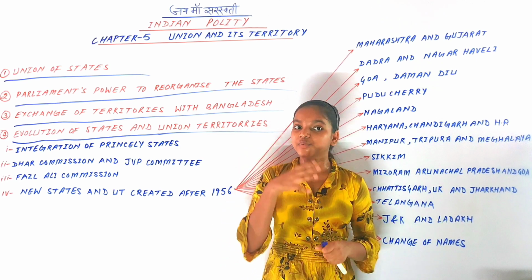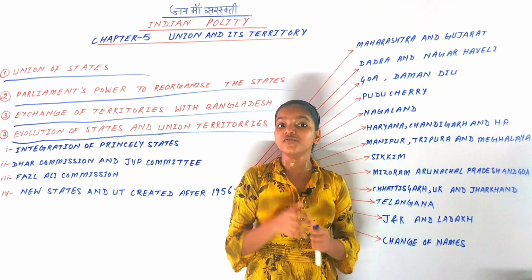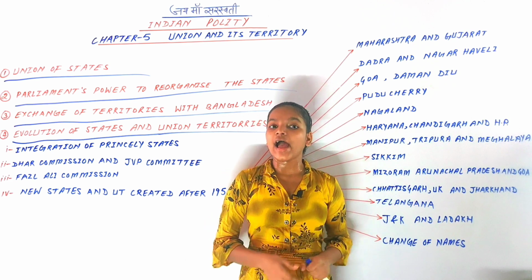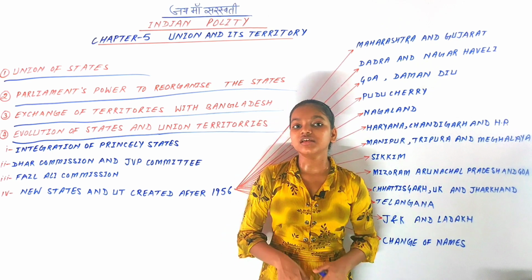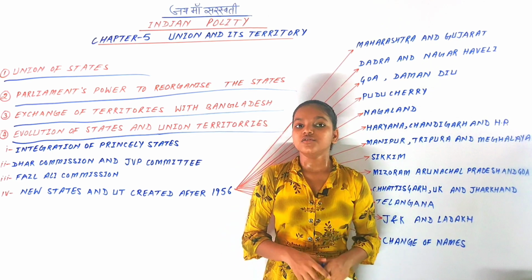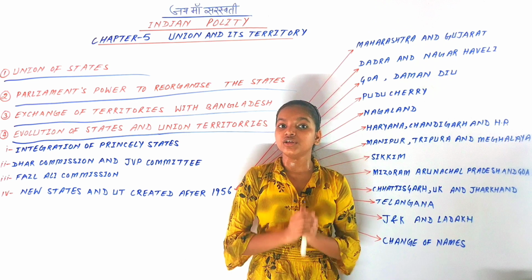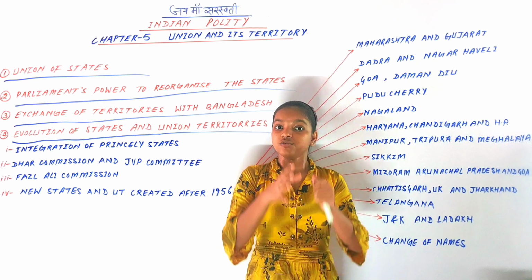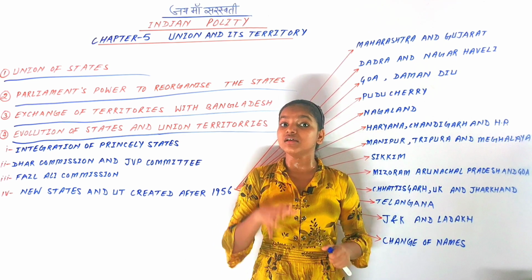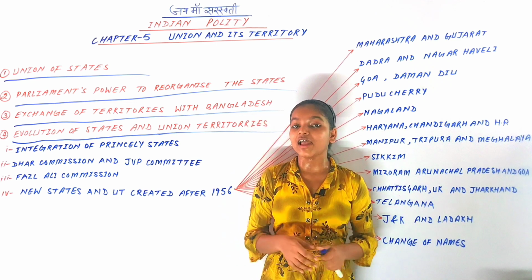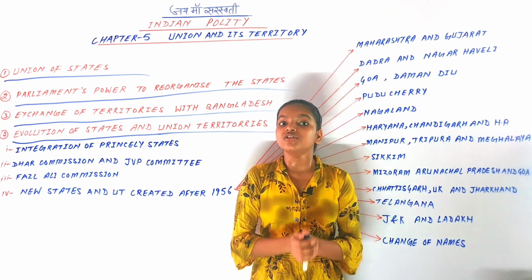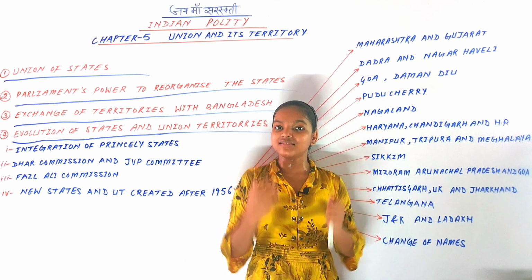Hyderabad was taken by police force, Junagadh was taken by referendum, and Kashmir was taken by the instrument of accession. So these were also taken. To divide the Indian states there were four types, Part A, Part B, Part C and Part D, to administer those princely states.